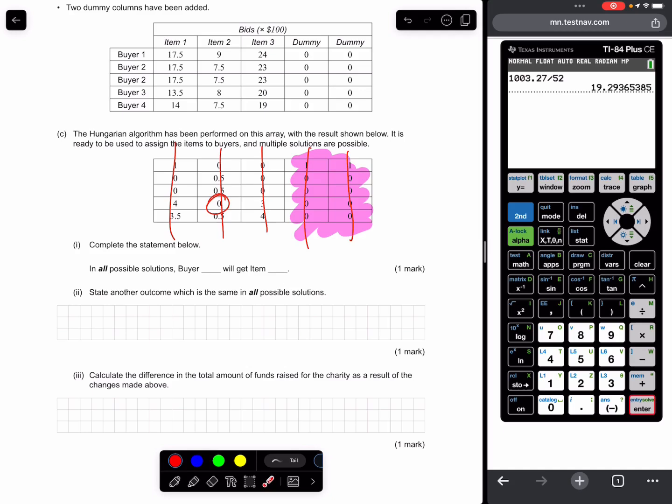The only difference is this 0 here, which he can deal with. Why can't it be this 0? Because we already selected that. So process of elimination, the only other selections that can be made are these 2. Buyer 2 getting item 1.